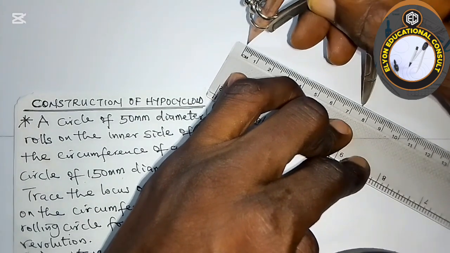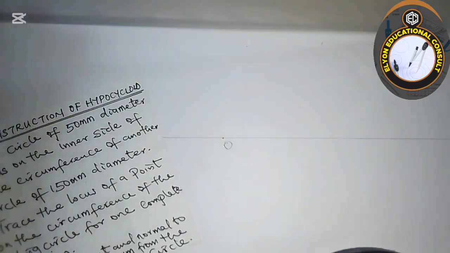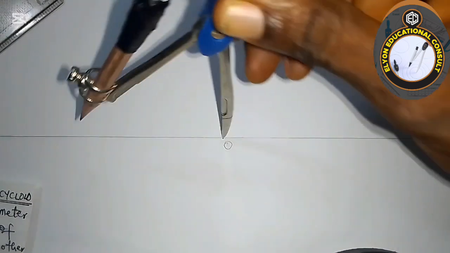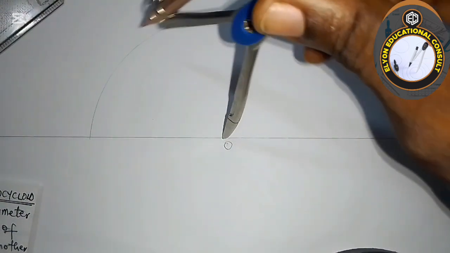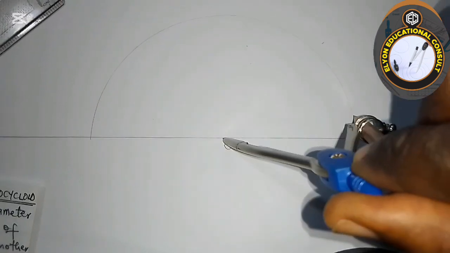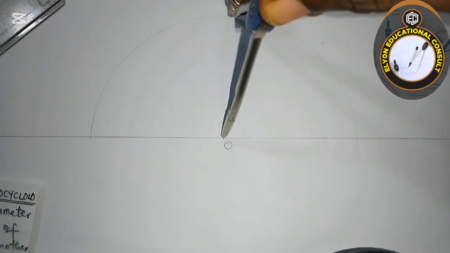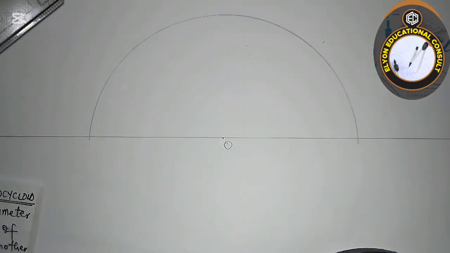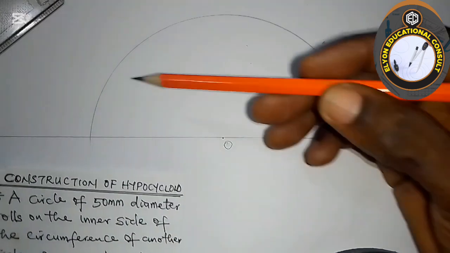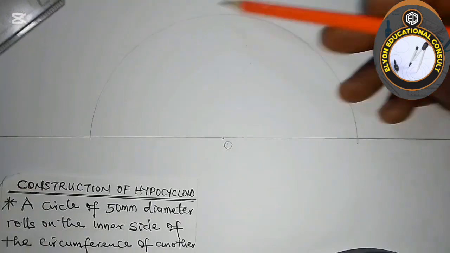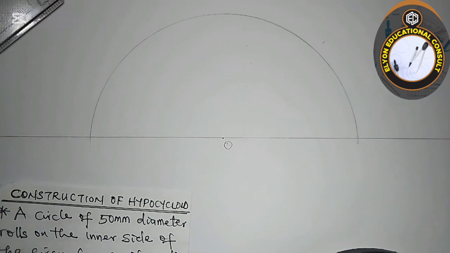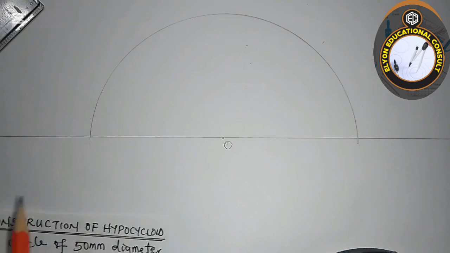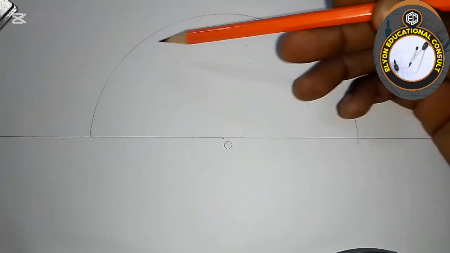So we have this 75. Place it on this point O and draw the circle. We may not necessarily draw the complete circle. So we have this. We are going to be having another circle now, which will be rolling on the inside of this larger circle like we have here. The next thing I'm going to do is pick the starting point for the circle which is going to be rolling.